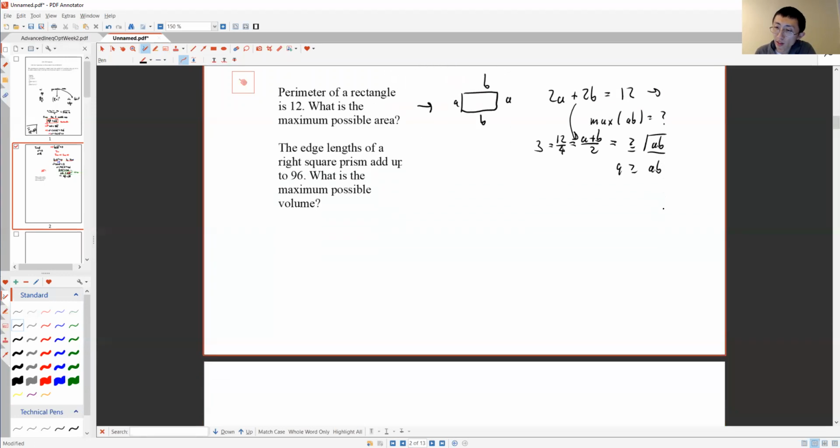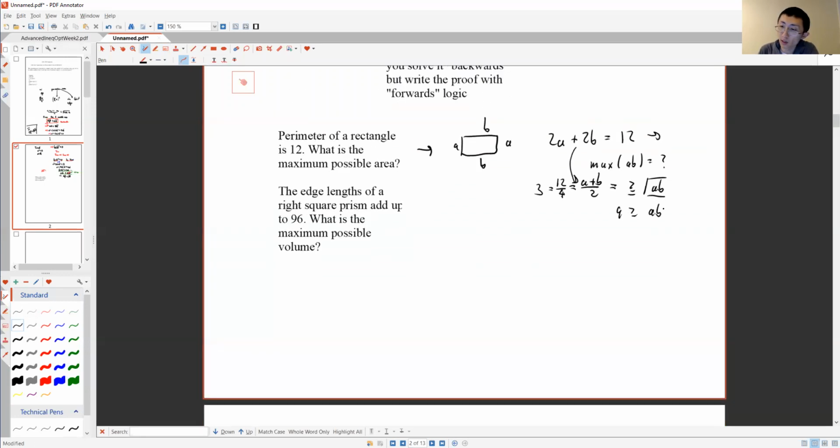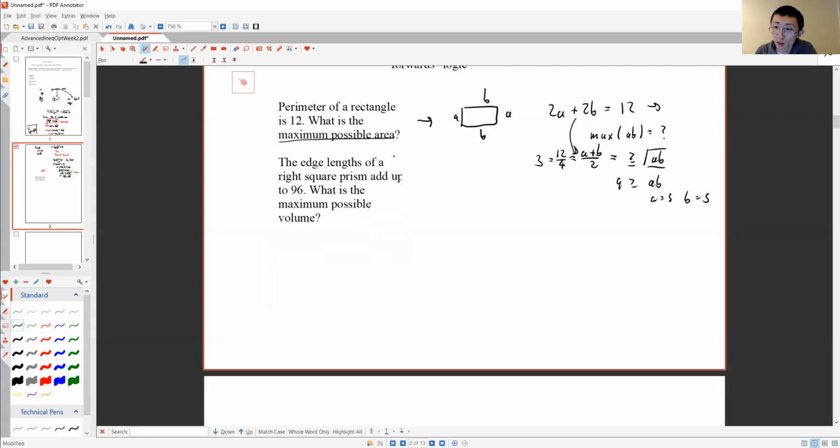And can we achieve this? AMGM says yes, we can. That's when A equals 3 and B equals 3. It's achievable. So when you solve a problem like this, if you ever use AMGM, you should first apply it to solve the problem. But then, for most inequalities, you need to check if equality can be achieved.